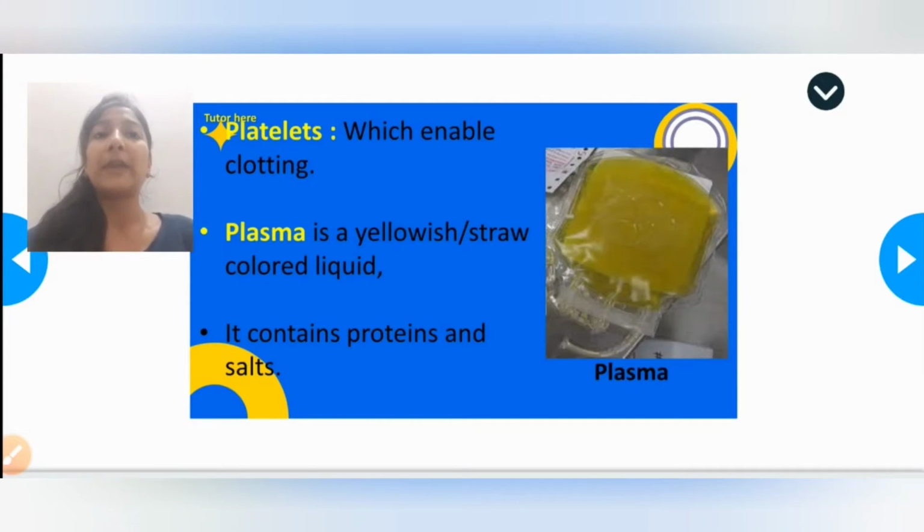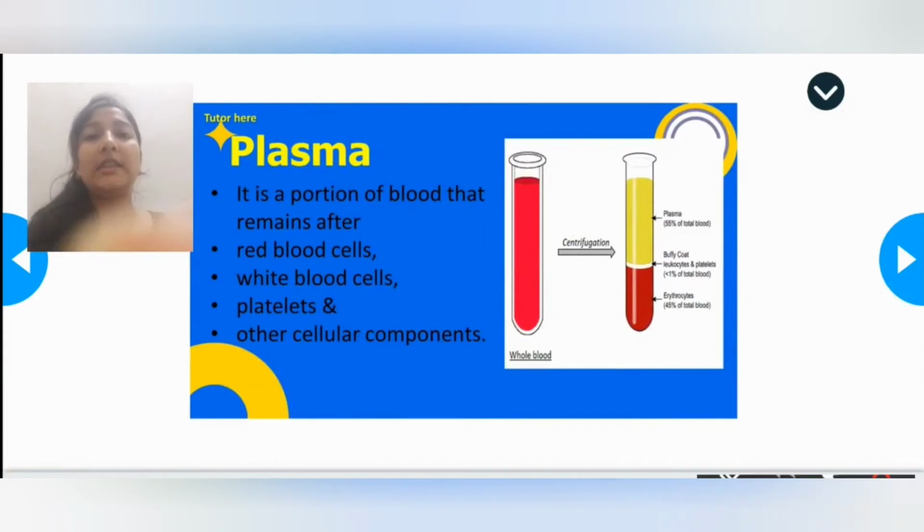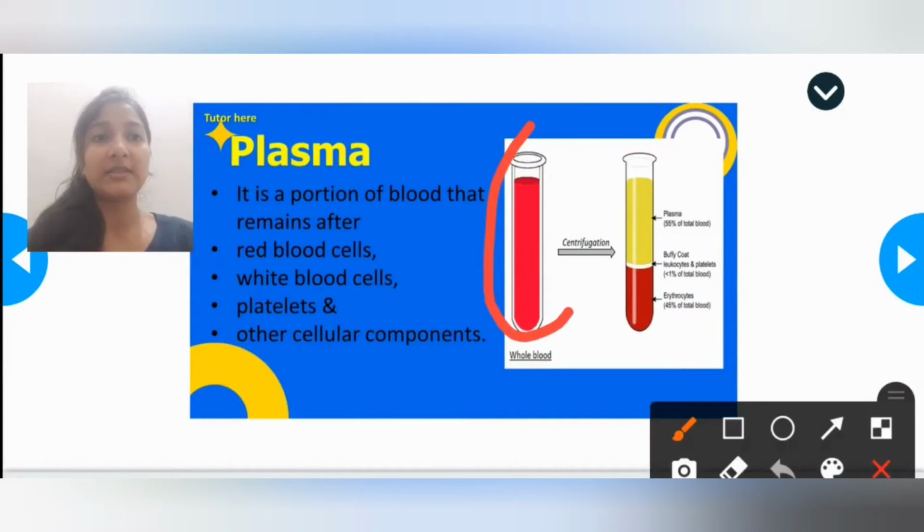Plasma. Plasma is a yellowish or straw colored liquid, as you see in the picture, where there is a polybag in which there is plasma. It contains proteins and salts. In this picture, we see a tube. In this tube, this is red color. The red color is blood.